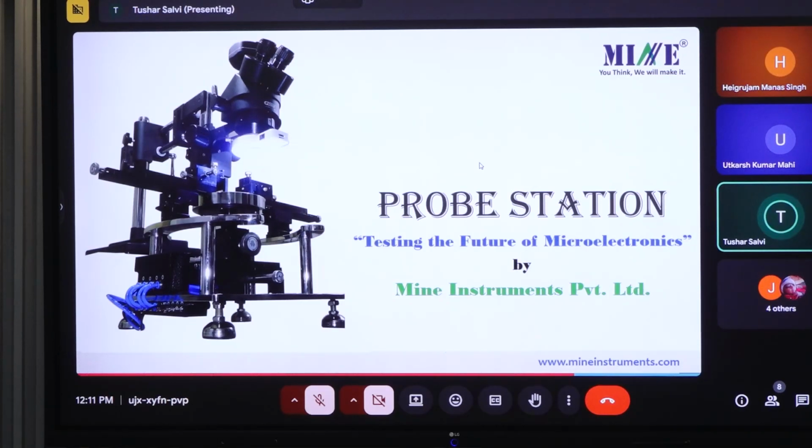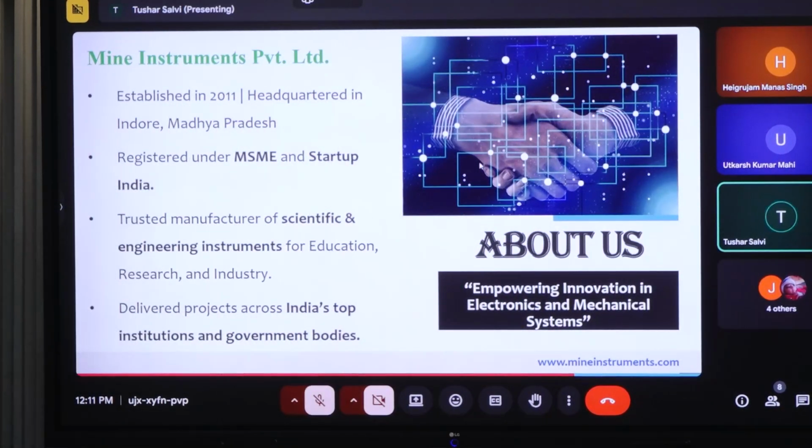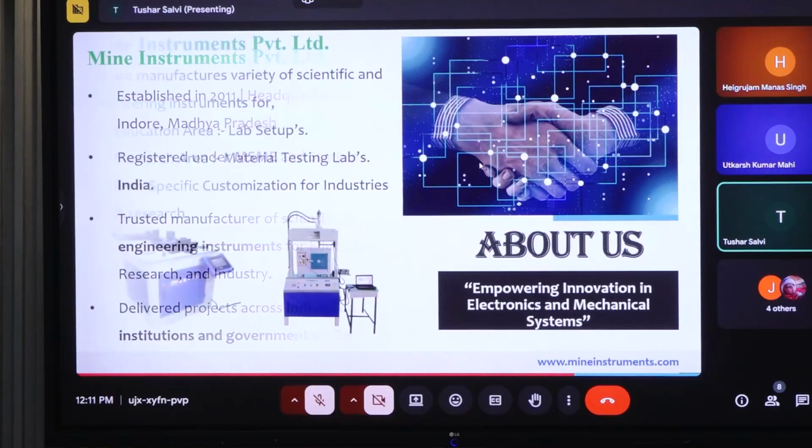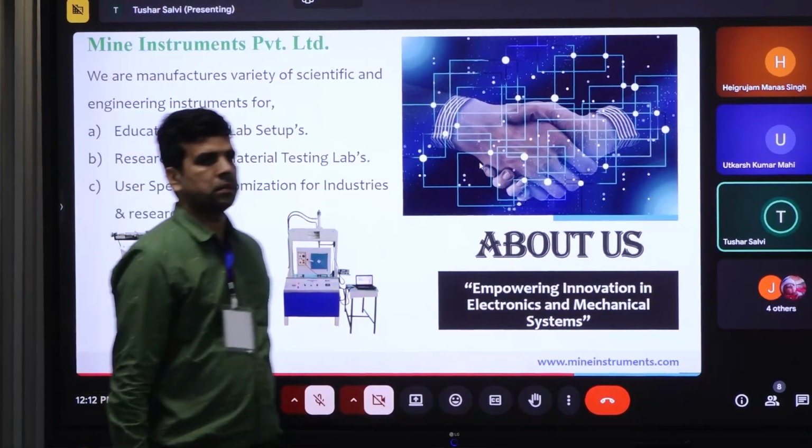Let's start my presentation. Okay. We manufacture a variety of scientific and engineering instruments for the education area, lab setup, and research area of materials, with user specific customization for industry and research.